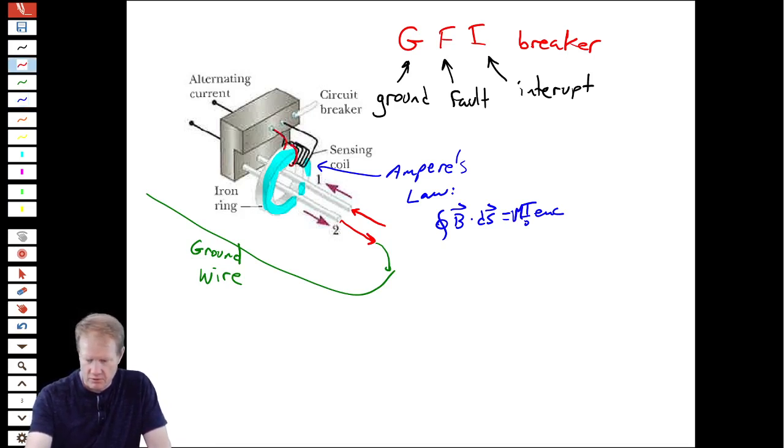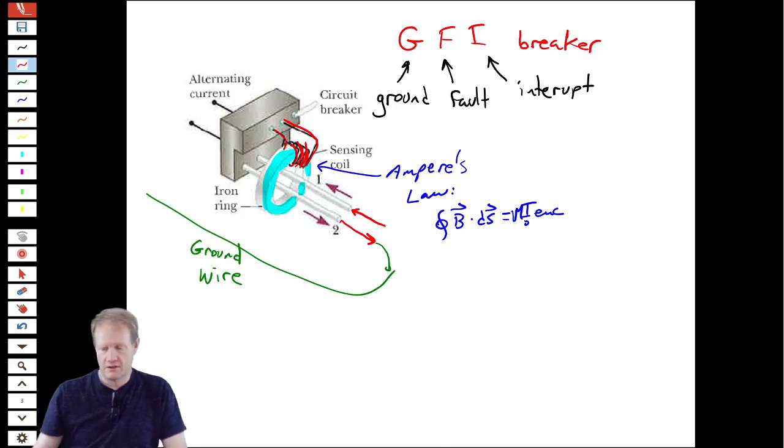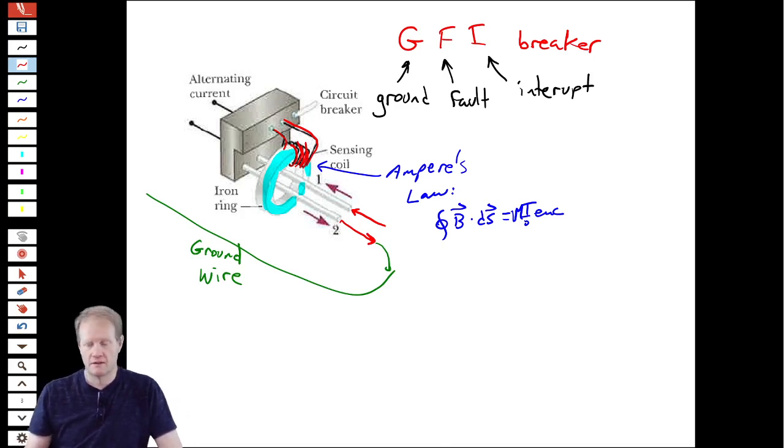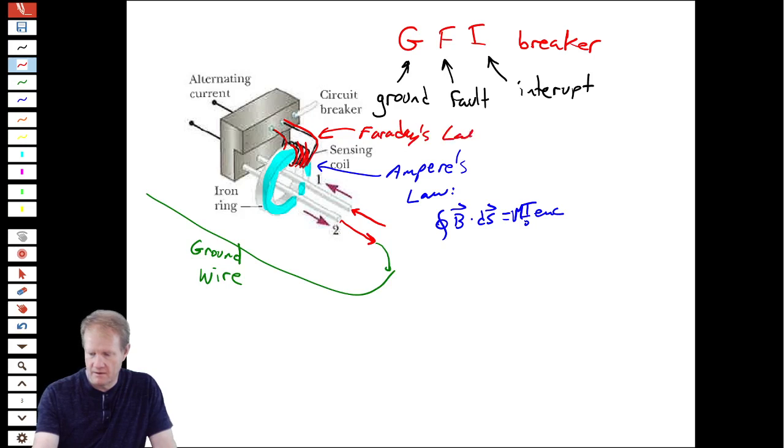So there's this little coil of wire around here. And so what this is doing is testing for magnetic flux through that coil. And so that one is Faraday's law. So if for some reason you get an imbalance of current, then you end up with a magnetic field in the iron ring, and that's going through your coil.